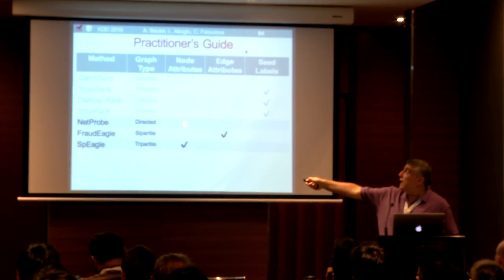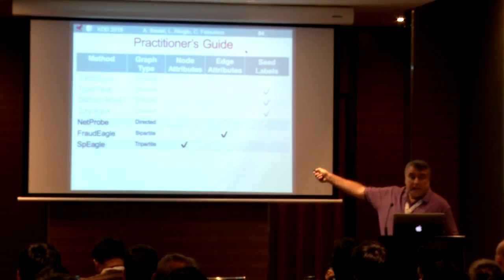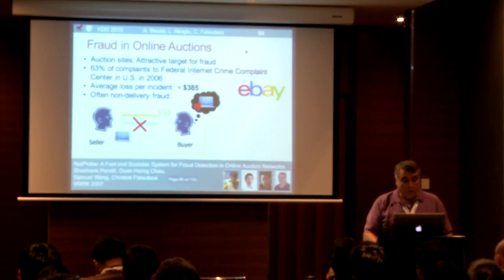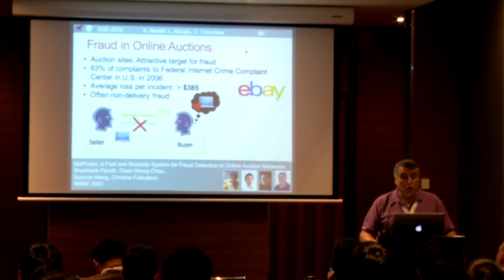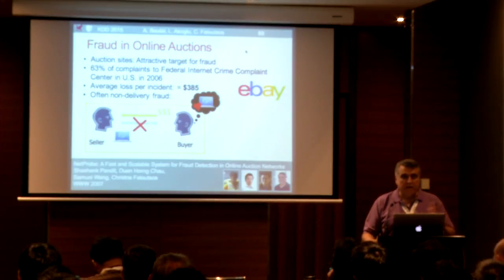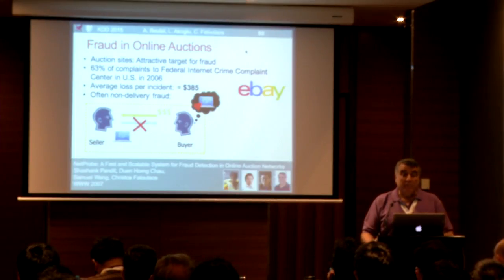We have no node attributes, no edge attributes, and no seed labels. So NetProbe works for eBay, and the idea is to try to catch the so-called non-delivery fraud. On eBay, of course, there is money exchange, and whenever there is money, there is fraud, right? So there are many types of fraud.